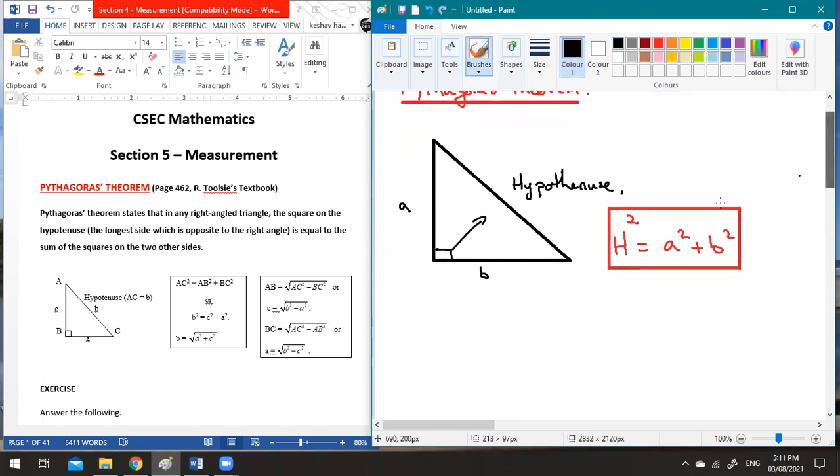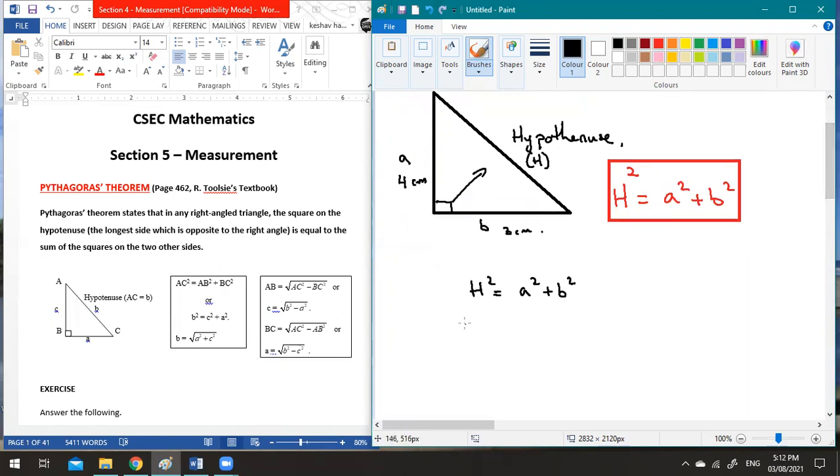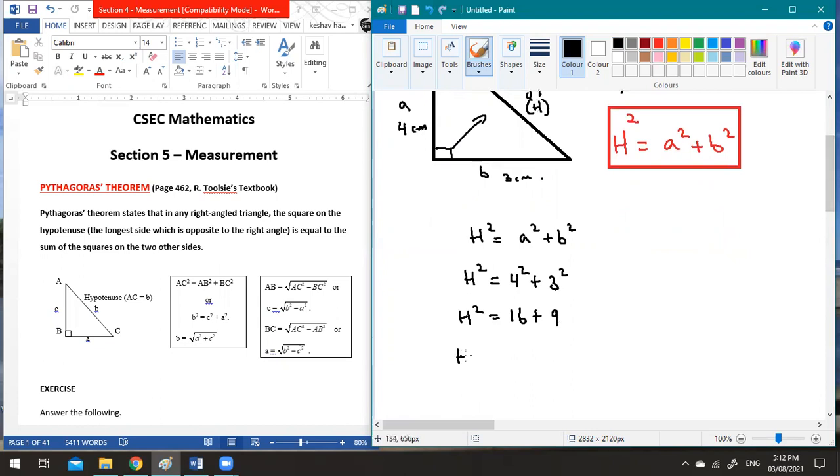So in an example, let's say A is 4 centimeters and B is 3 centimeters, let's find out what H is. We know the formula, H squared is equal to A squared plus B squared. So H squared is equal to 4 squared plus 3 squared. 4 squared is 4 by 4, which is 16. 3 squared is 3 by 3, which is 9. So the hypotenuse squared is equal to 25.